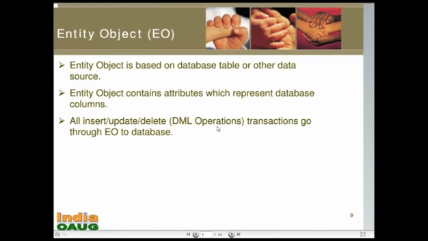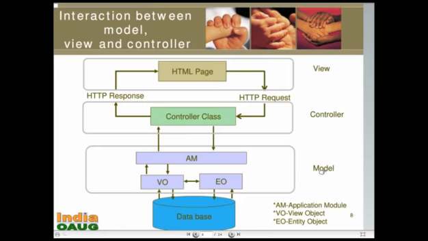So these are the three things we have discussed. In the model, we have three components: entity object, view object, application module. The entity object is created whenever you are developing data entry pages, where insert, update, delete are required. Let's say you are developing a search page, you don't require an entity object, you will create only a view object.